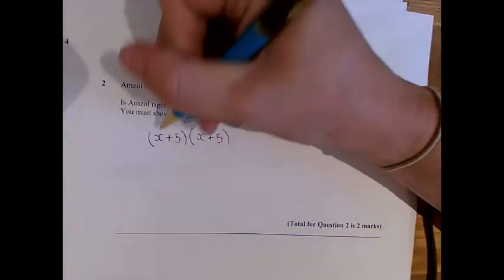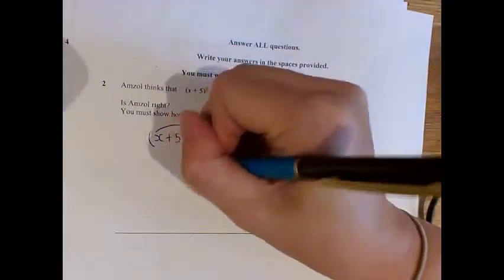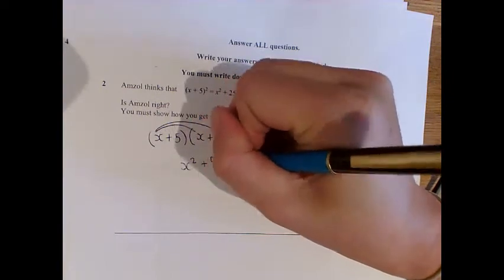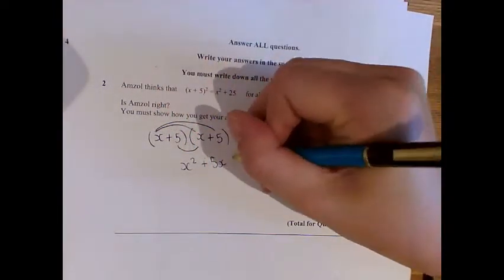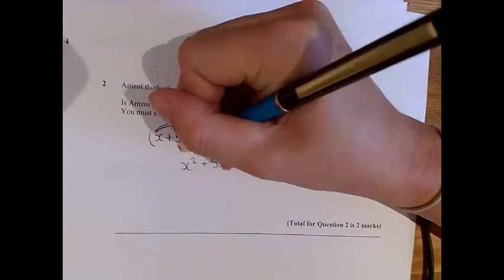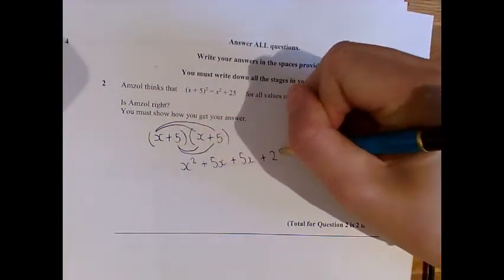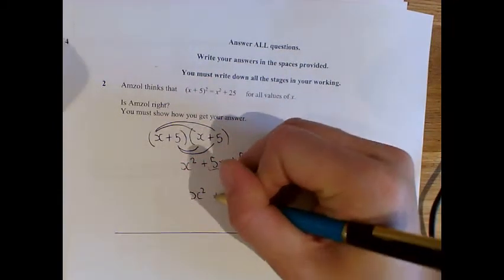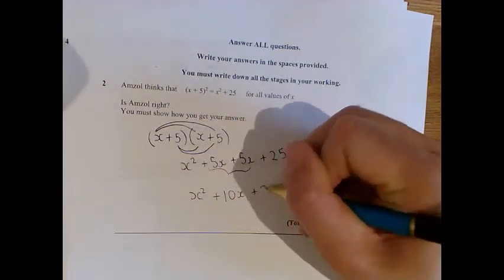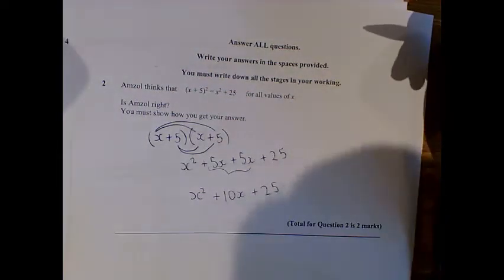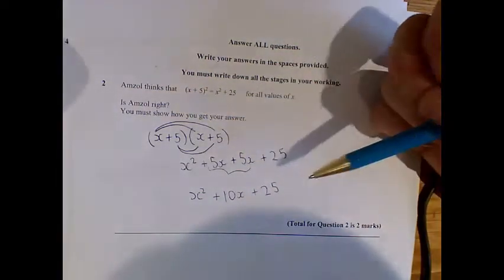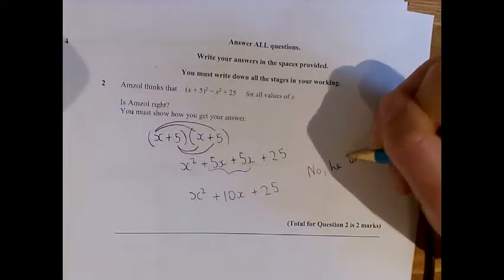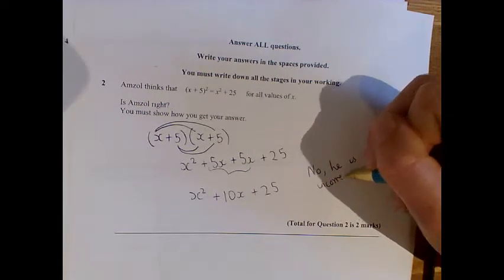To do that, we would do x times x, which is x squared, x times 5, which is 5x, 5 times x, which is another 5x, and 5 times 5, which is 25. We can see that by collecting our like terms, that gives us x squared, add 10x, add 25. So no, he is incorrect. And because they've asked us a question, we need to make sure we answer it. So no, he is incorrect.